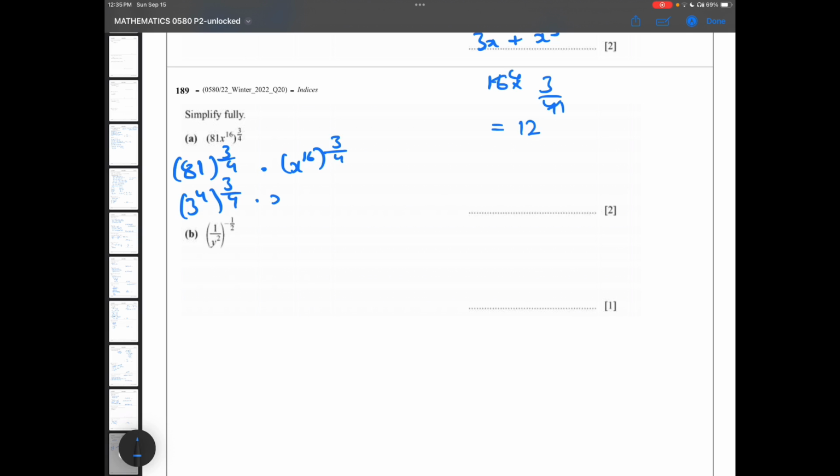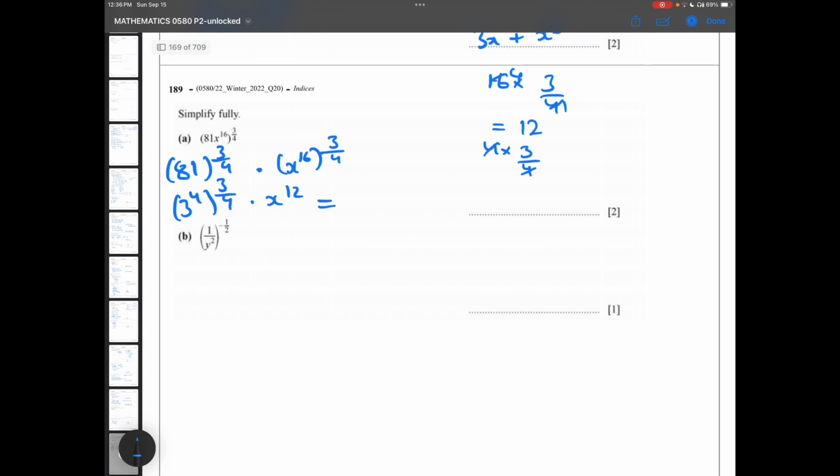This is x to the power 12. Now this 3 to the power 4 into power 3 upon 4, this power 4 gets multiplied with 3 upon 4. 4 gets cancelled, we are left with 3. So this becomes 3 to the power 3 times x to the power 12, which will be equal to, 3 cube is 27, so 27 x to the power 12.